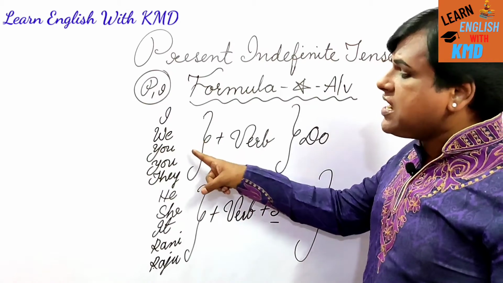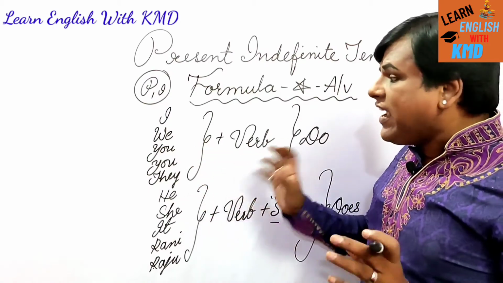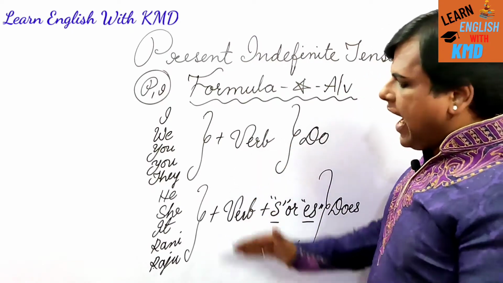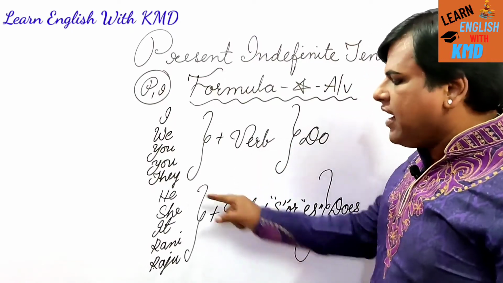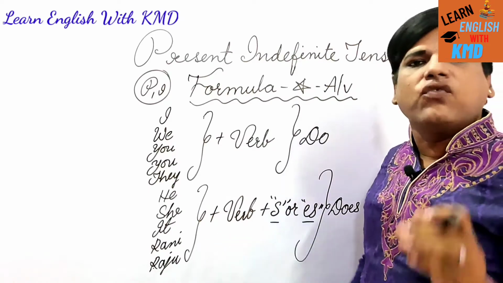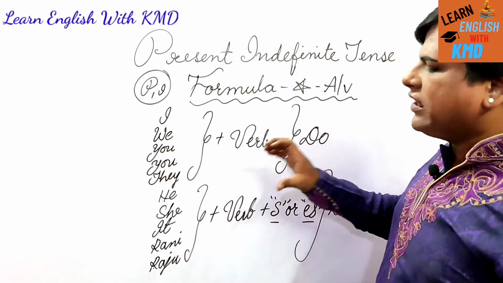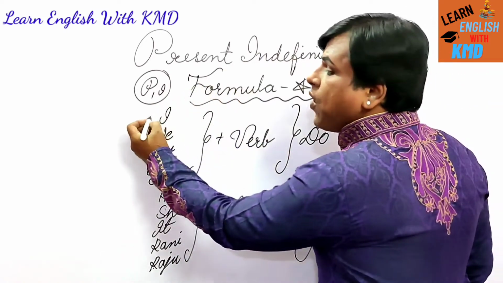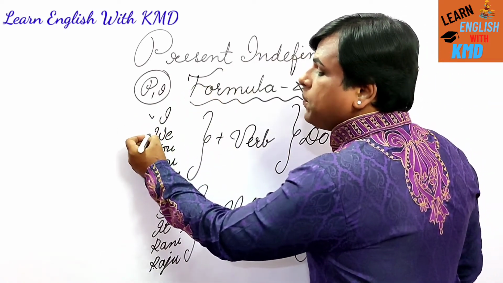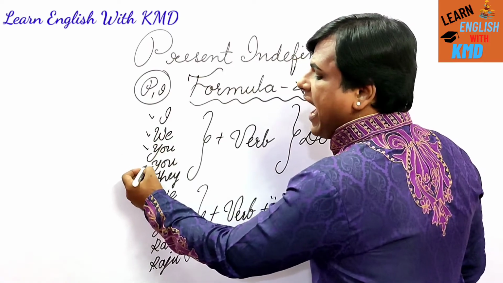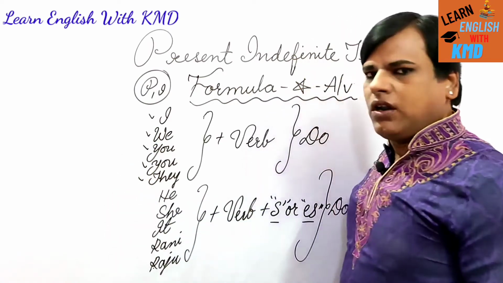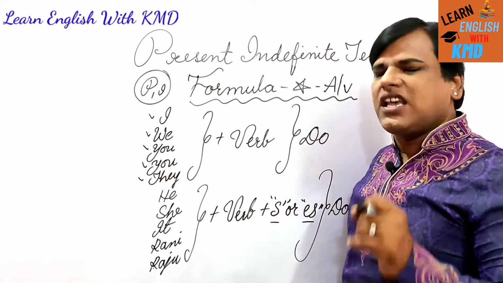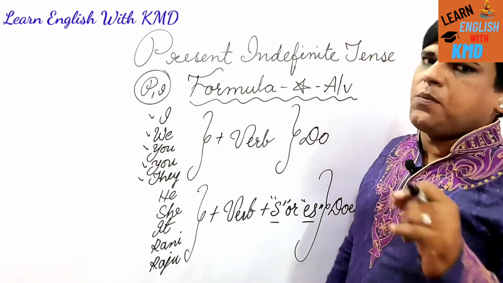Here is the formula for present indefinite tense in active voice, and the formula is as follows: I, we, you, they. We have one category of persons here, and moving on to the second category: he, she, it, Ronnie, Raju. Now, if you pay closer attention, the first category comprises not only singular but also plural. So one thing is clear, that the first category comprises not only singulars but also plurals.